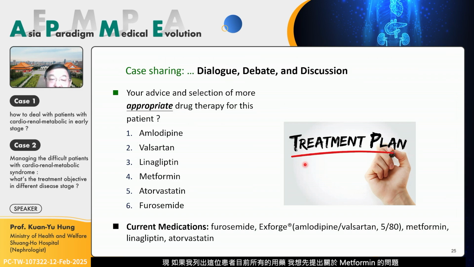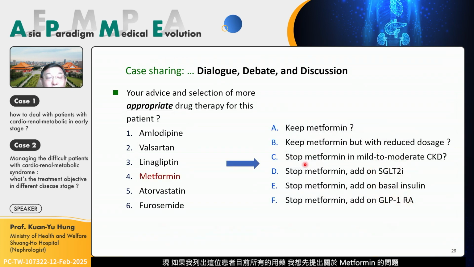If I list all the medications here, I will try to raise the first question about the metformin. Will you keep the metformin use in such a patient with an eGFR around 45, or serum creatinine of 1.8 milligram per deciliter? Or will you stop the metformin and add on the SGLT2 inhibitor, or try to start basal insulin or a GLP-1 receptor agonist, as mentioned by Professor Hong from Korea? So do we have guideline-based recommendations?